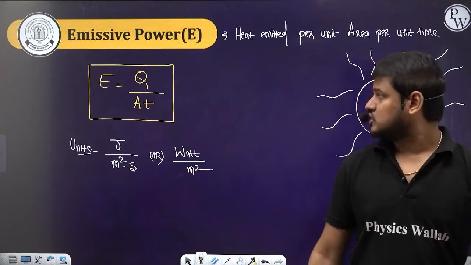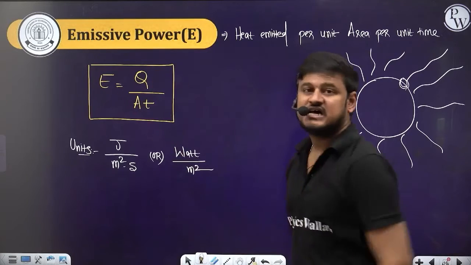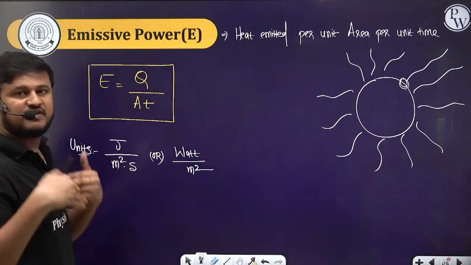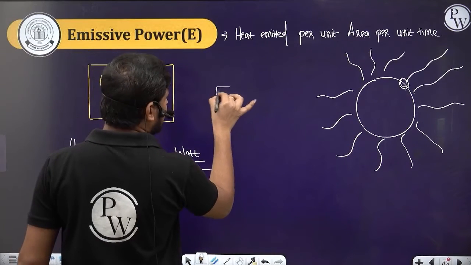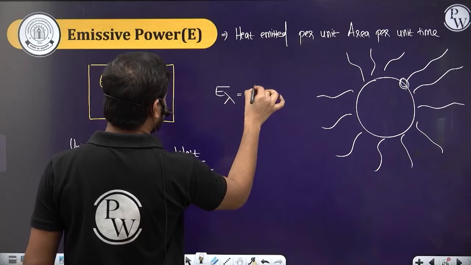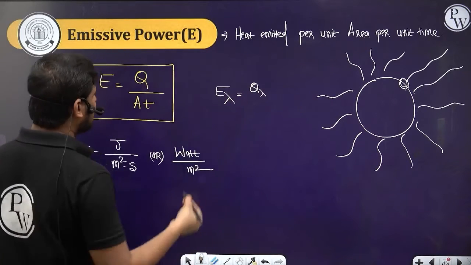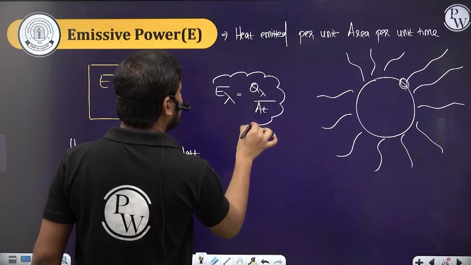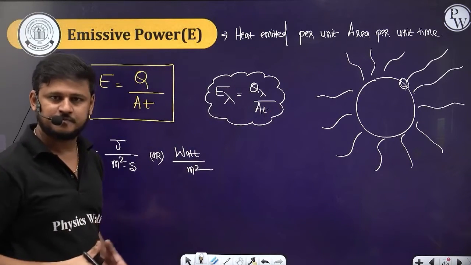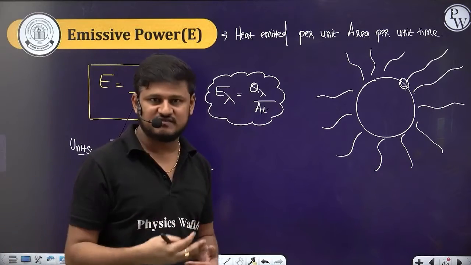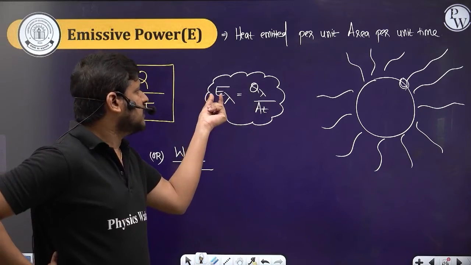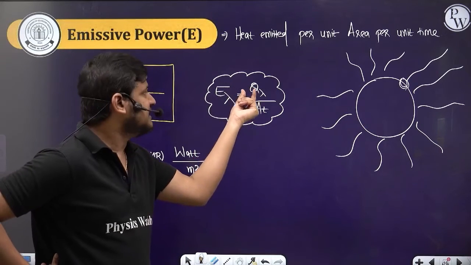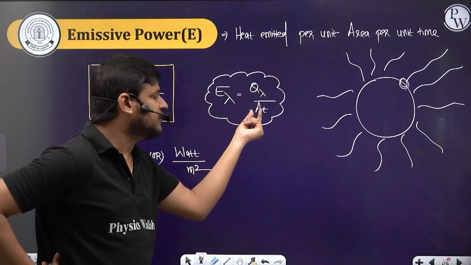Done, guys. Now the body emits radiation of some particular wavelength. It might emit different wavelengths. The emissive power of a particular wavelength is equal to Q of that lambda by area into T. So the body might emit radiations of different wavelengths. If you want to find the emissive power of some particular wavelength, it is the heat radiated by that wavelength per unit area per unit time.